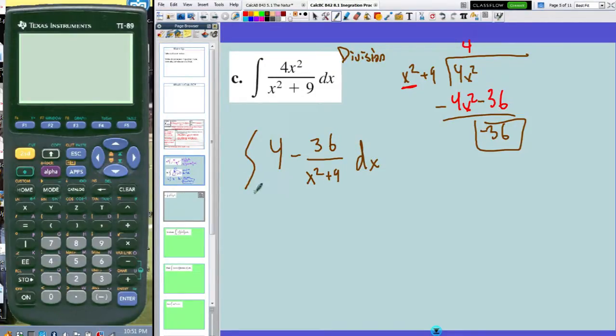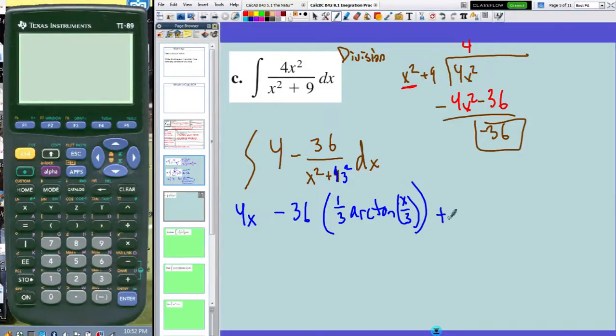Now we can integrate this. The integral of 4 is just 4x. Then negative 36 over x squared plus 9. Notice from that first problem, this looks like our arctangent problem. That 9 is 3 squared. So I can integrate this and bring that 36 out. It's going to be minus 36 times 1/3 arctangent of x over 3 plus c. And there's our answer. I don't need to simplify.